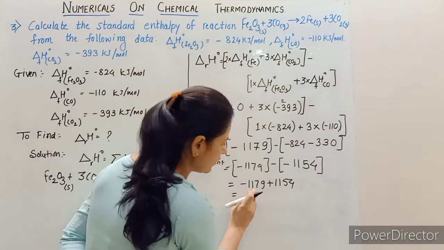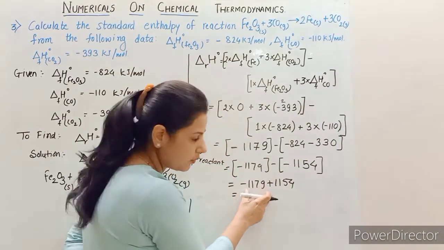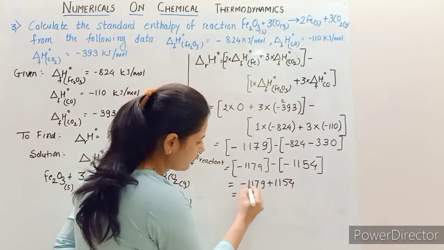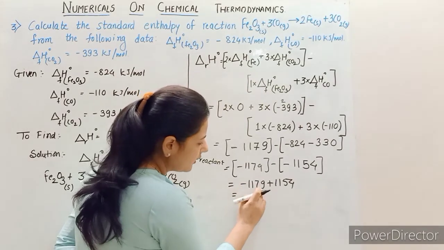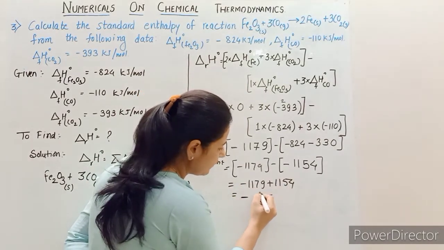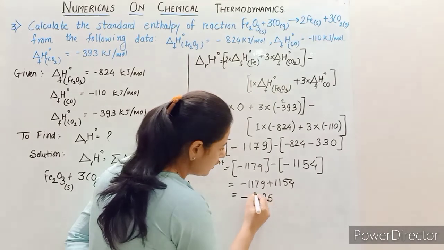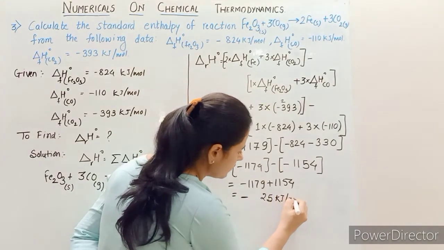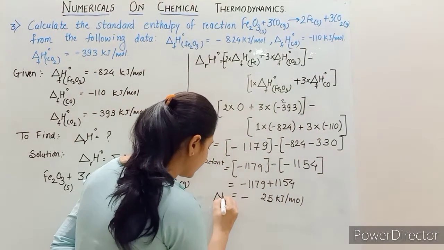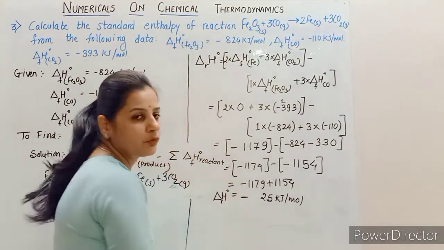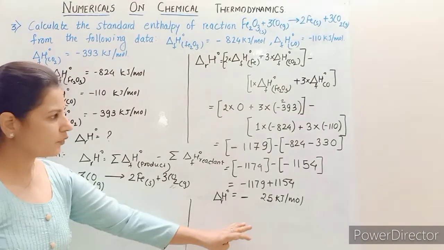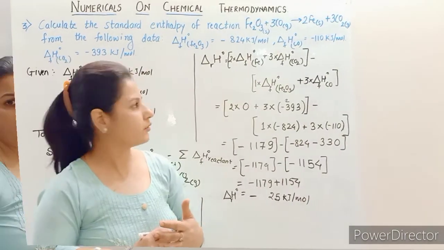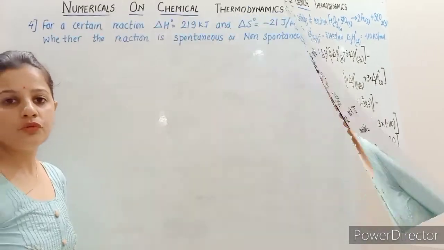And now since here it is minus plus, we are going to subtract, and we'll give the sign of the greater number. In this case the greater number is this one, therefore the sign will be minus. Then 9 minus 4 will be 5, 7 minus 5 will be 2, and this is 0. So this will be minus 25 kilojoules per mole. So delta H, the standard enthalpy for the reaction, is minus 25 kilojoules per mole. Okay, simple. Now let us move to the next type, that is type 4.